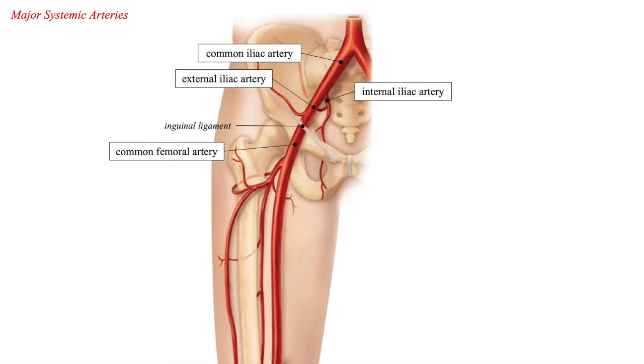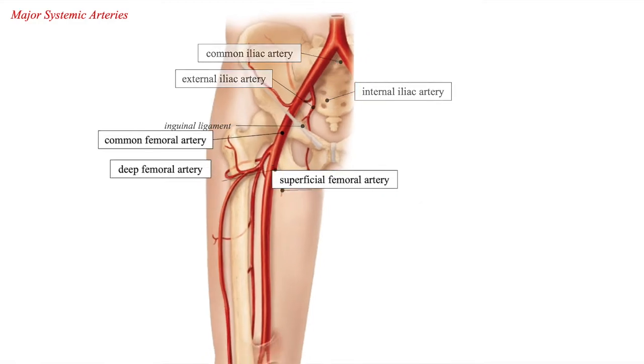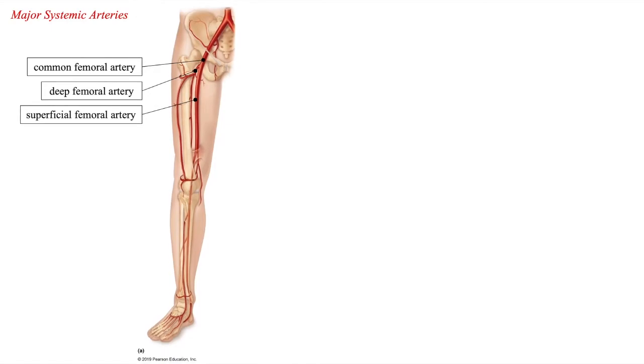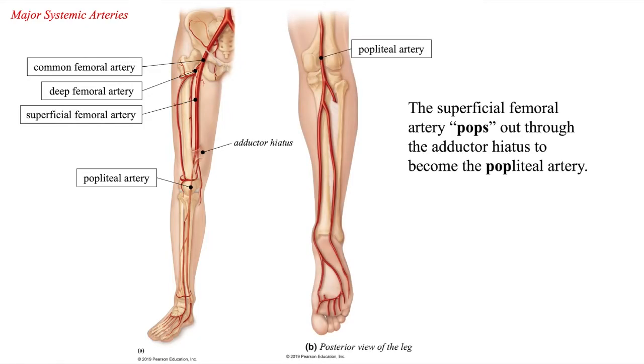The common femoral artery quickly gives rise to the deep femoral artery, and the superficial femoral artery, which also continues down the thigh. At the knee, the superficial femoral artery pops out through the adductor hiatus to become the popliteal artery, passing behind the knee. Here's a posterior view of the popliteal artery.